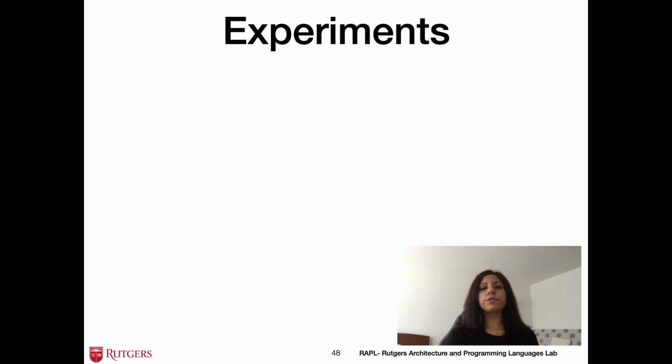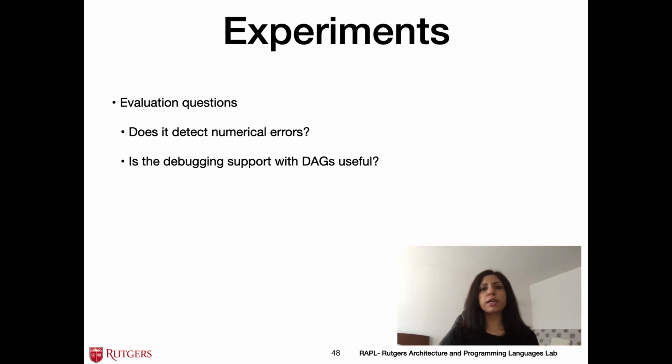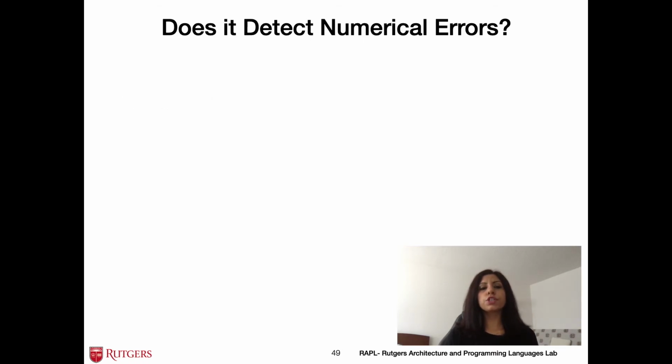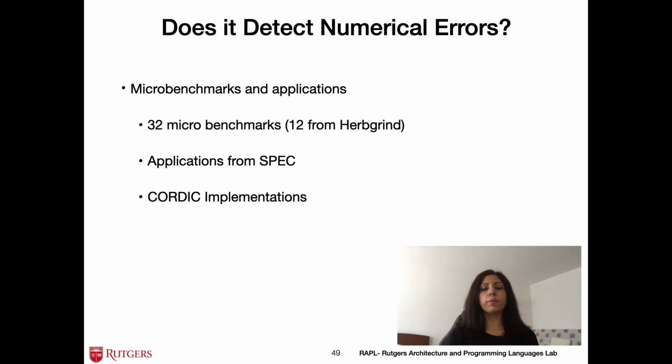We wanted to address three main questions with our experiments. Does PositDebug detect numerical errors? Is debugging support useful? And does it work with long-running applications? To address the first question, we did experiments with a lot of micro benchmarks. Some of them were from the HubGrind test suite. We also tested with large SPEC benchmarks and our own CORDIC math library. We detected a lot of numerical errors in all of these applications.